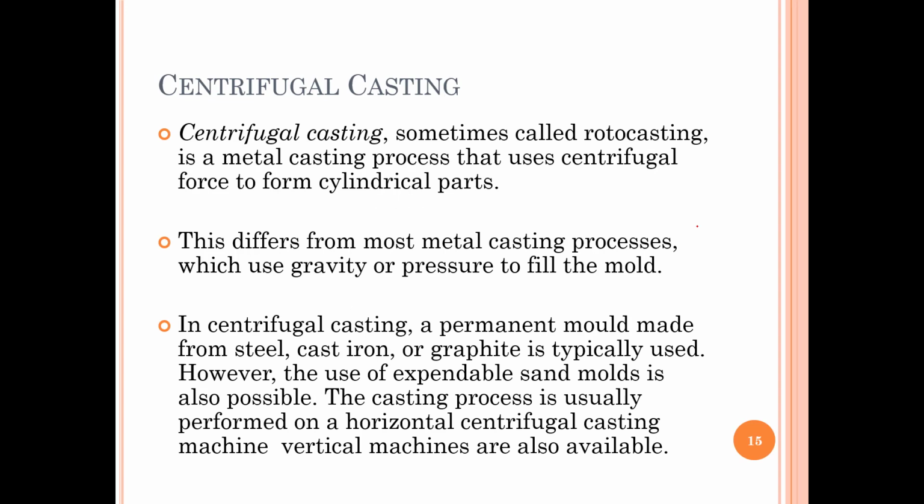Centrifugal casting, sometimes known as rotocasting, is a metal casting process that uses centrifugal force to form cylindrical parts. This differs from most metal casting processes, which use gravity or pressure to fill the mold. In centrifugal casting, a permanent mold made from steel, cast iron, or graphite is typically used. However, the use of an expandable sand mold is also possible. The casting process is usually performed on a horizontal centrifugal casting machine, and vertical machines are also available.